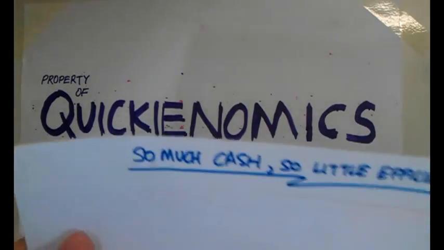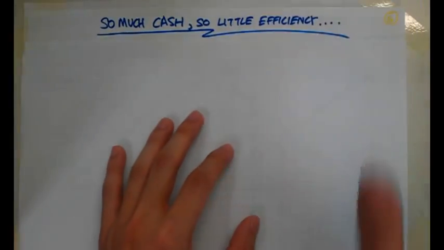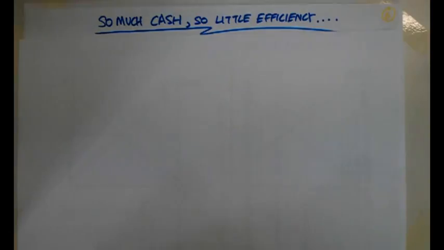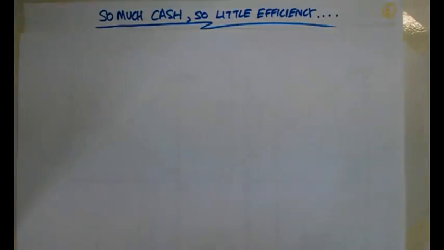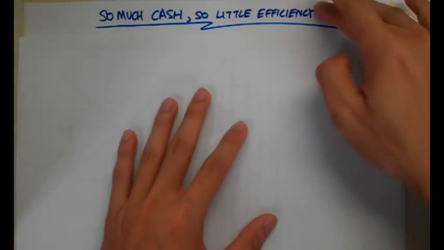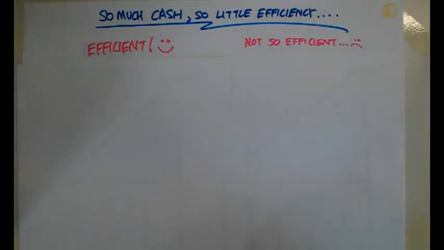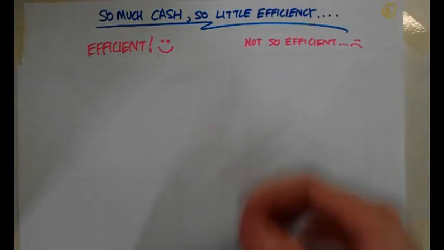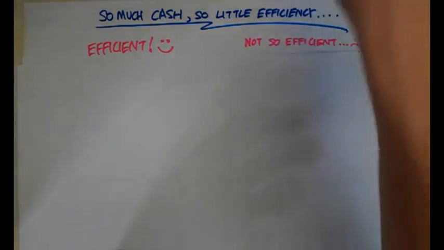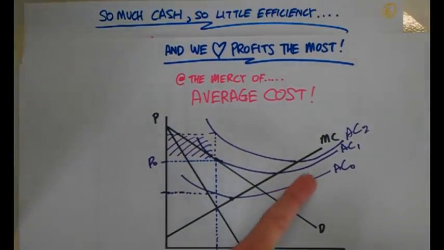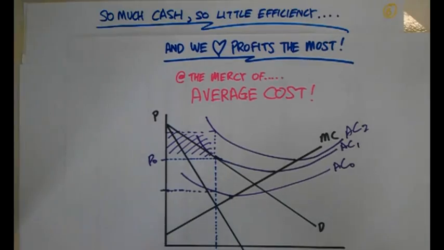Okay, now let's talk about efficiency. I think efficiency is the more interesting part of our topic. So much cash and so little efficiency. Alright? Now, what is this efficiency that we're talking about? It is productive efficiency. The reason why we are productively efficient is because when we produce at any point that is on the MC, it shows that we are productively efficient.